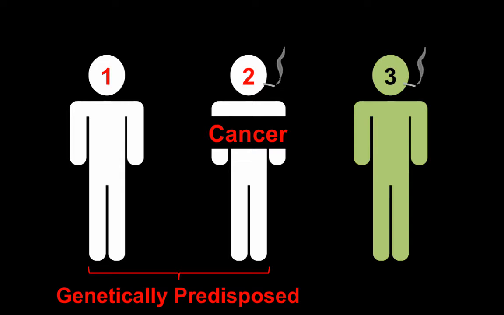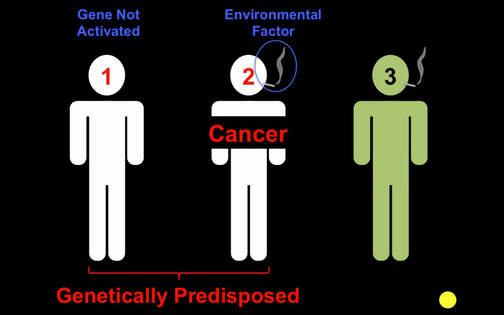So why did person number 1 not get it if he's genetically more likely to get it? Well, his gene was not activated because he did not have the environmental factor to activate that gene and cause him to get cancer. So if person number 1 had been a smoker, he would have also gotten cancer because that gene would have been activated and he would have gotten it.